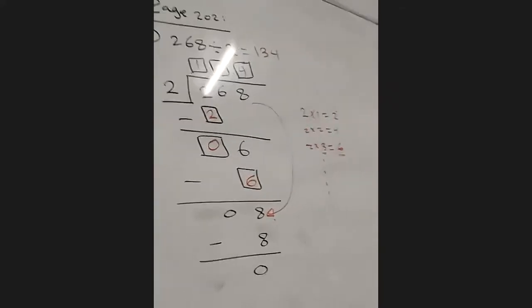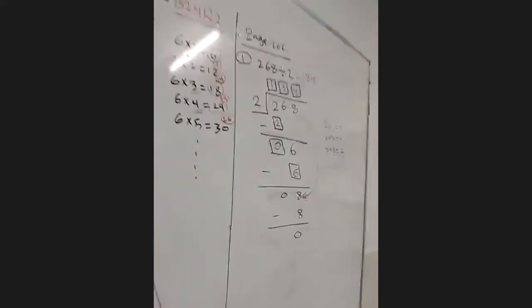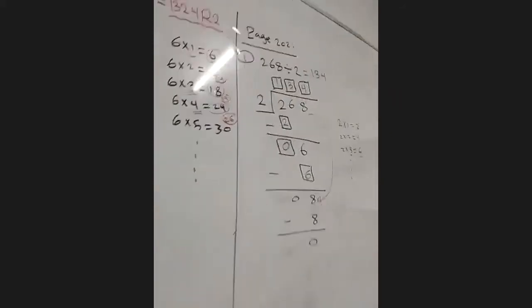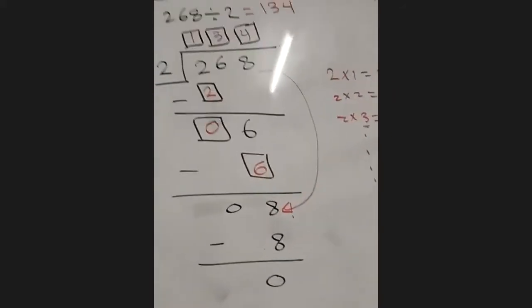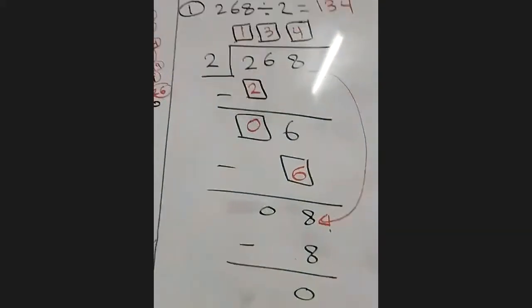This is question 1, guys. Now let's go to the next page to do question 2 together. Fill the empty squares. Don't forget. Up we have 1, 3, 4, then 2, 0, and 6.